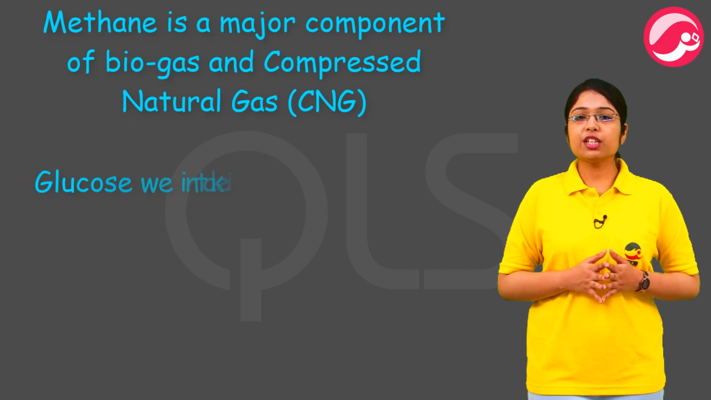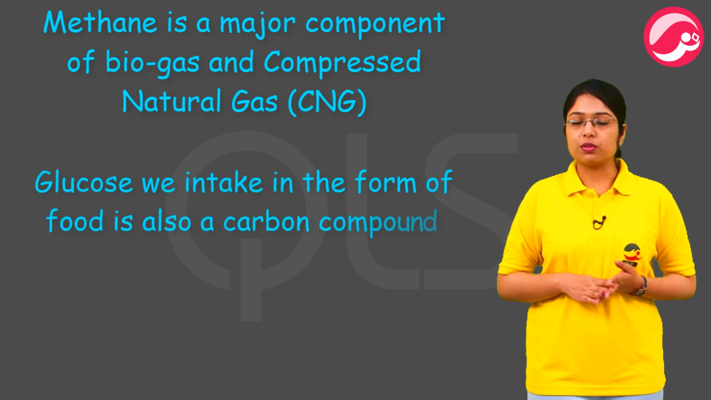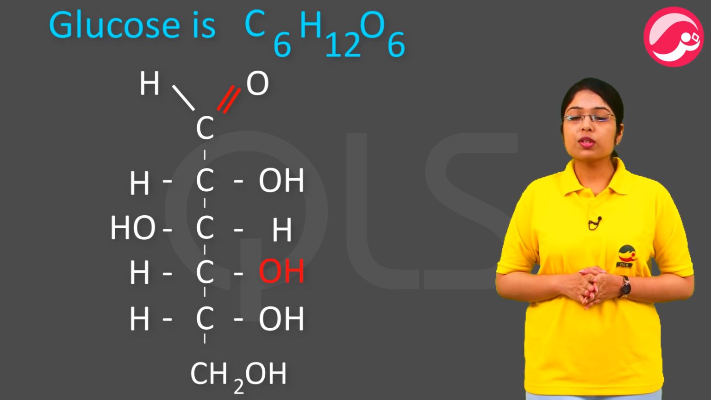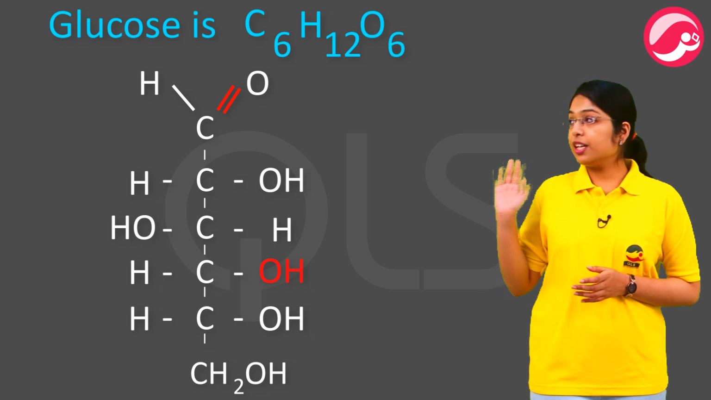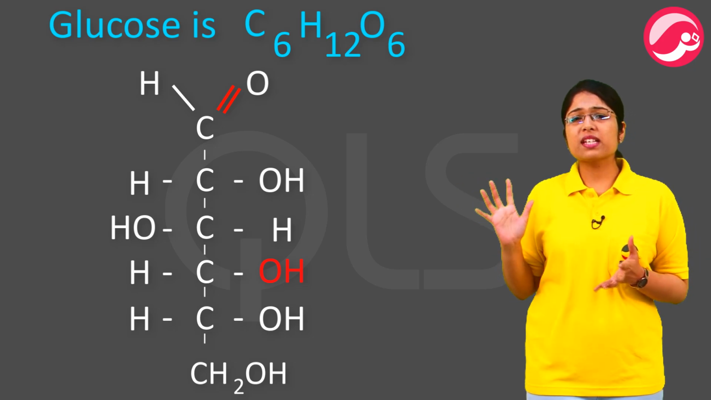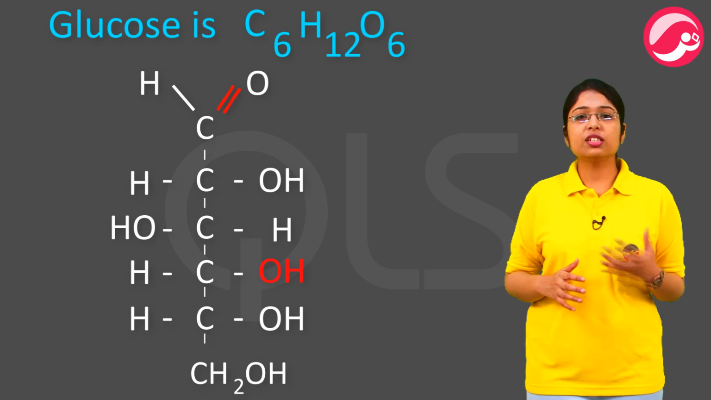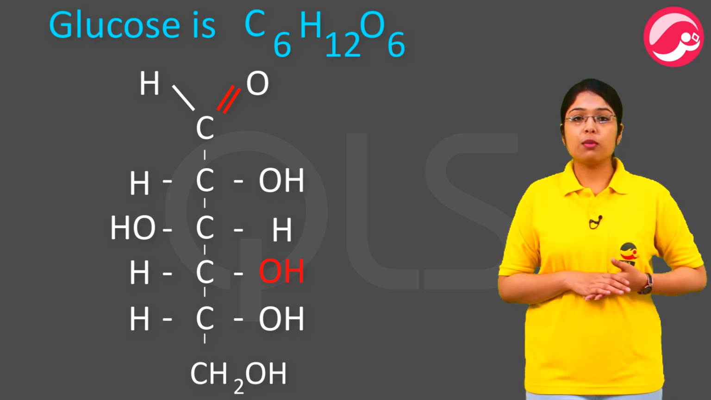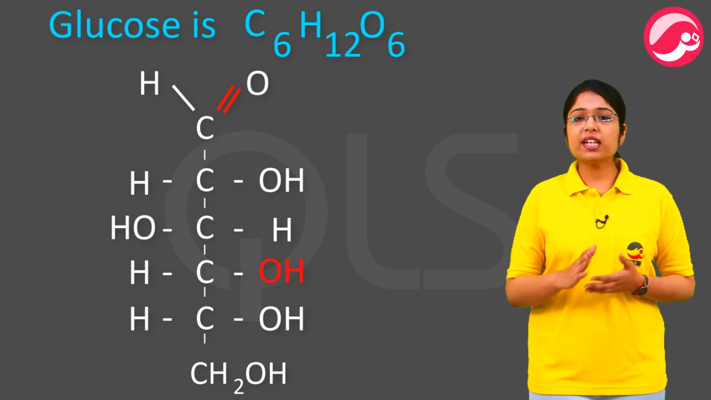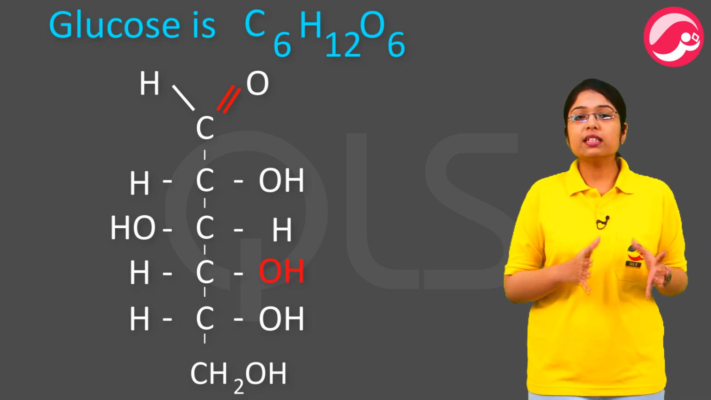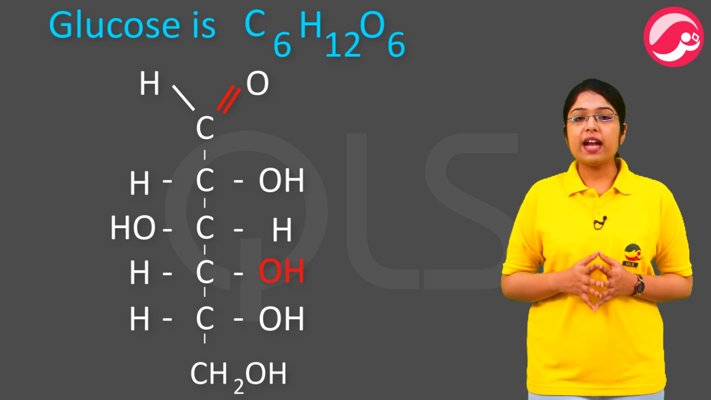The glucose we intake in the form of food is also a carbon compound. We write glucose as C6H12O6. Here you can see how complex the structure is. Carbon at the same time hydrogen, oxygen, carbon atoms के साथ bond form कर रहा है. The valency of one carbon atom is being fulfilled by the combined contribution of all the other atoms through single and double bonds.